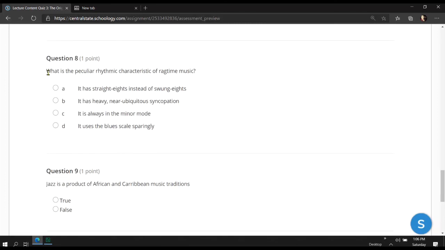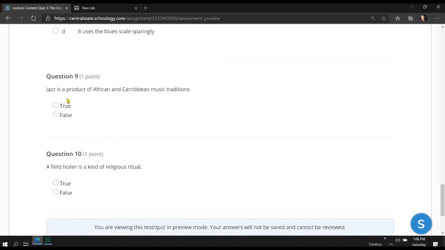Question 8. What is the peculiar rhythmic characteristic of ragtime music? A. It has straight eights instead of swung eights. B. It has heavy, near-ubiquitous syncopation. C. It is always in the minor mode. Or D. It uses the blues scale sparingly. The primary characteristic of ragtime is its near-ubiquitous syncopation. It is syncopation gone mad.